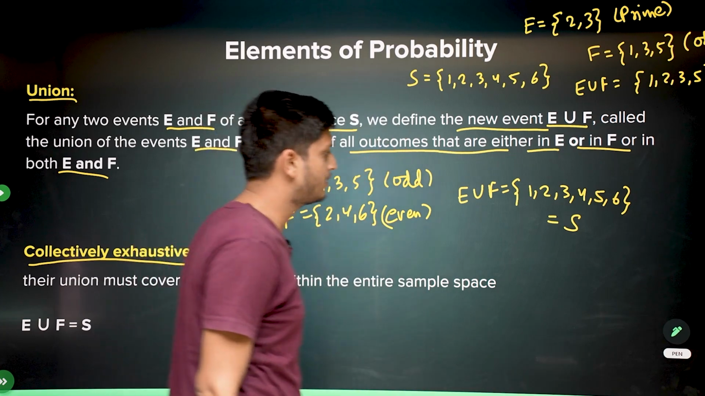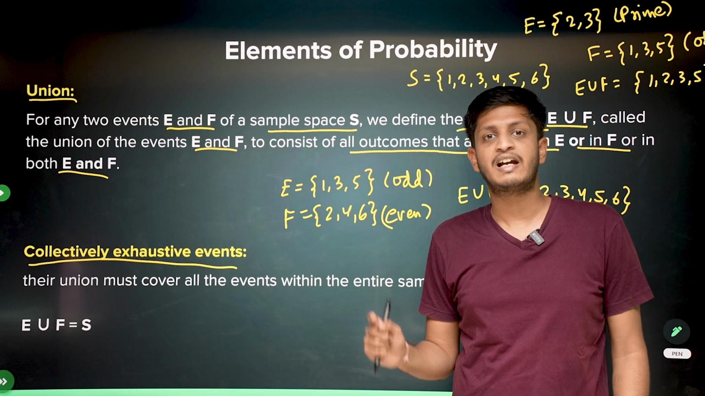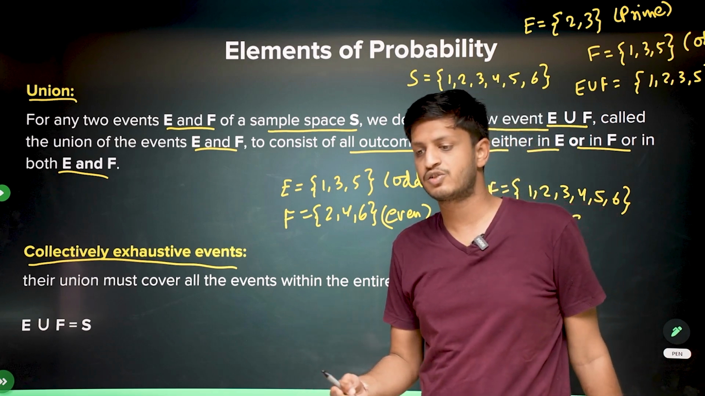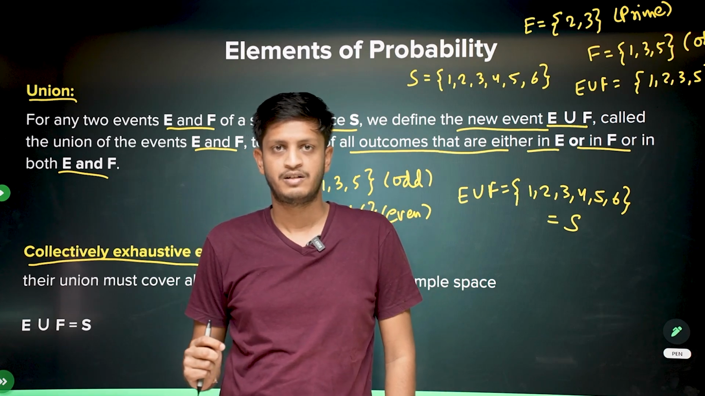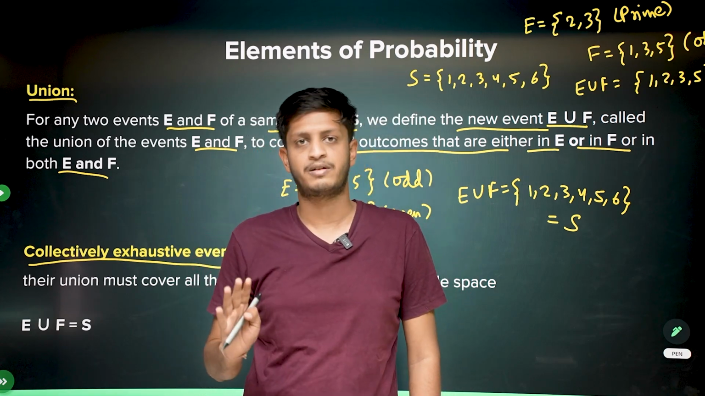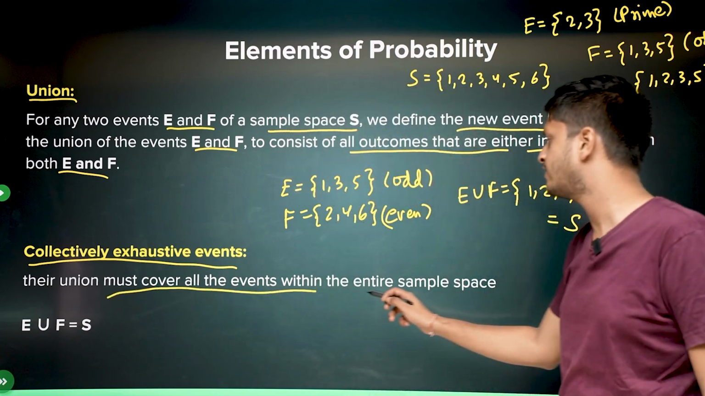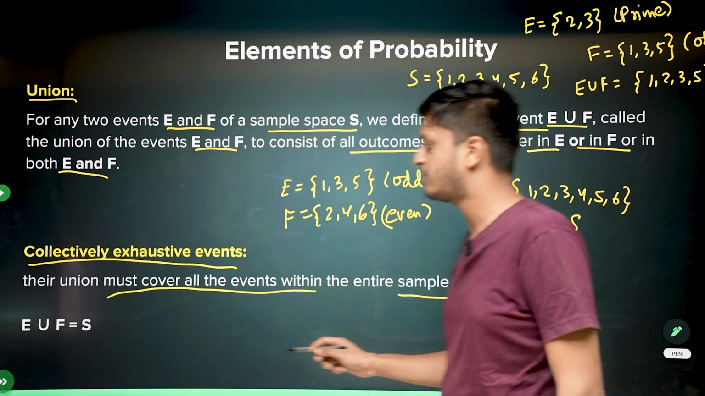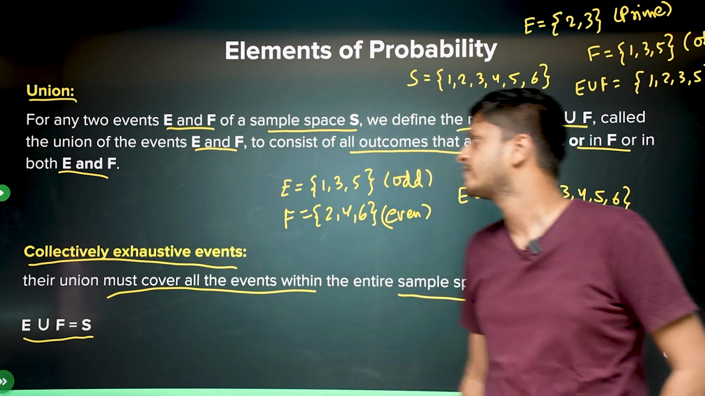Right? So what happens? We say that these two events, E and F, are collectively exhaustive. Basically, they exhaust all possibilities which can happen in this experiment. Either one of them will definitely happen. So their union must cover all the outcomes within the entire sample space. So if E union F is S, we say that E and F are collectively exhaustive.